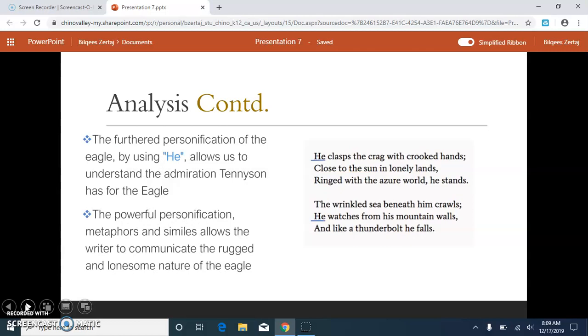The further personification of the eagle by using he allows us to understand the admiration Tennyson has for the eagle. The powerful personification, metaphors, and similes allow the writer to communicate the rugged and lonesome nature of the eagle.